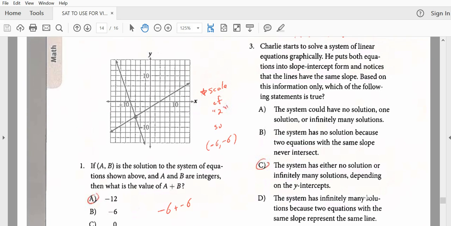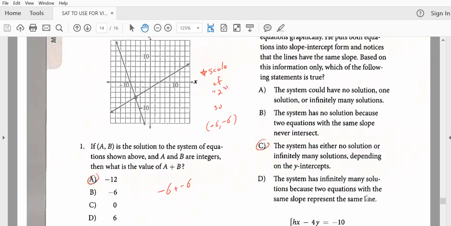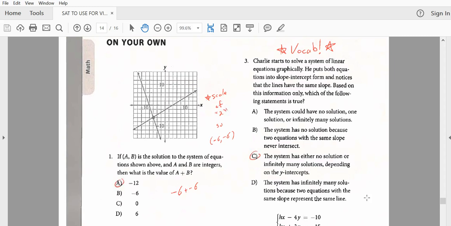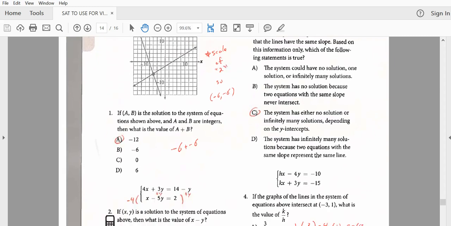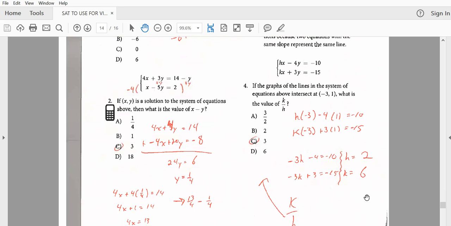We talked about this one as well, so reasoning our way through it. Again, this is a vocab type one. For number 3, again, vocab. Number 4, we just talked about plugging in here, so not a terribly challenging problem once we get through it there and finding that k over h. So again, just make sure you read what the problem wants you to find.